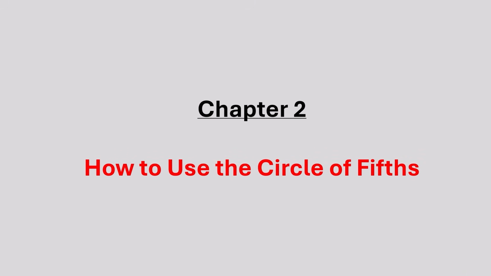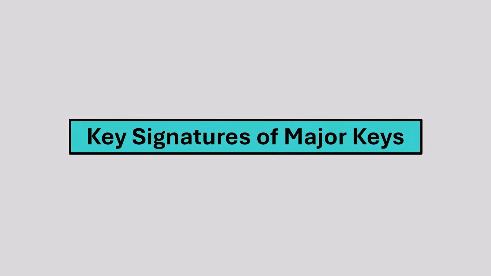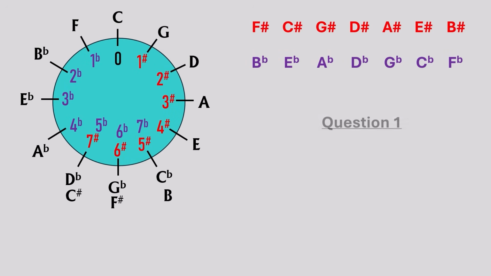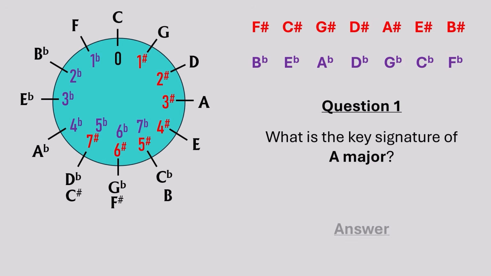Now we need to know how to use the circle of fifths. The first way we're going to look at is how to work out key signatures of major and minor keys. Let's start with the major keys. Question 1. What is the key signature of A major?